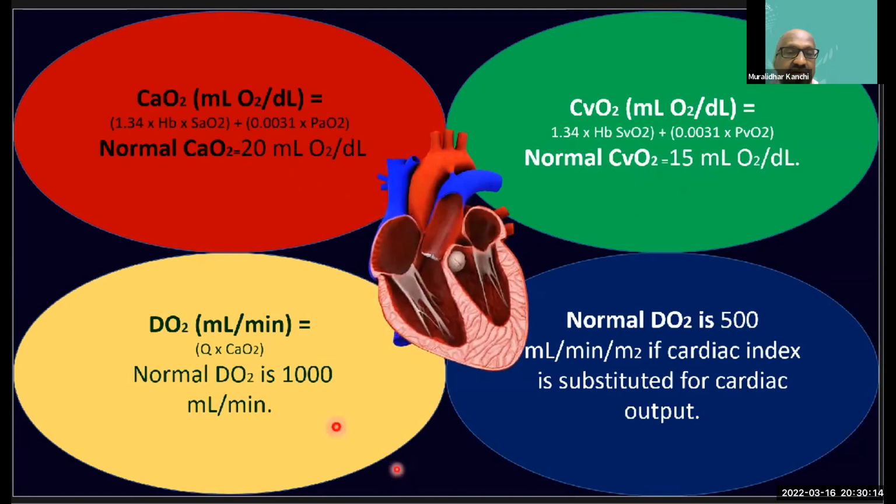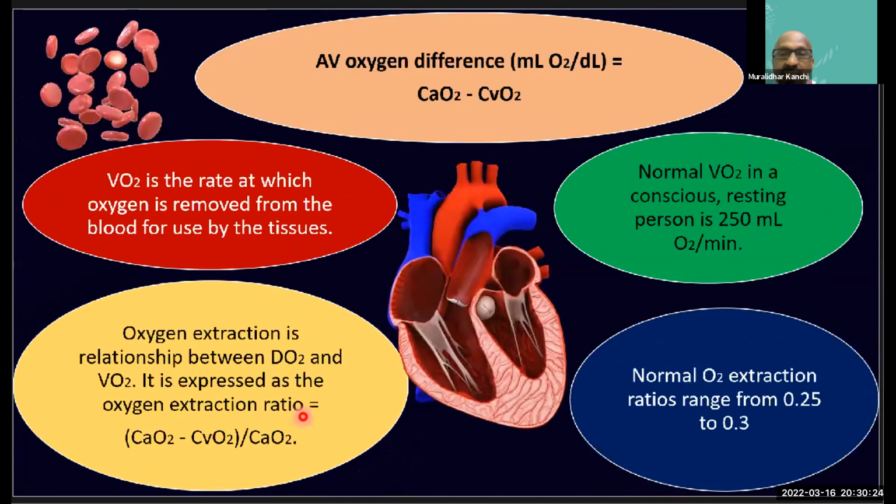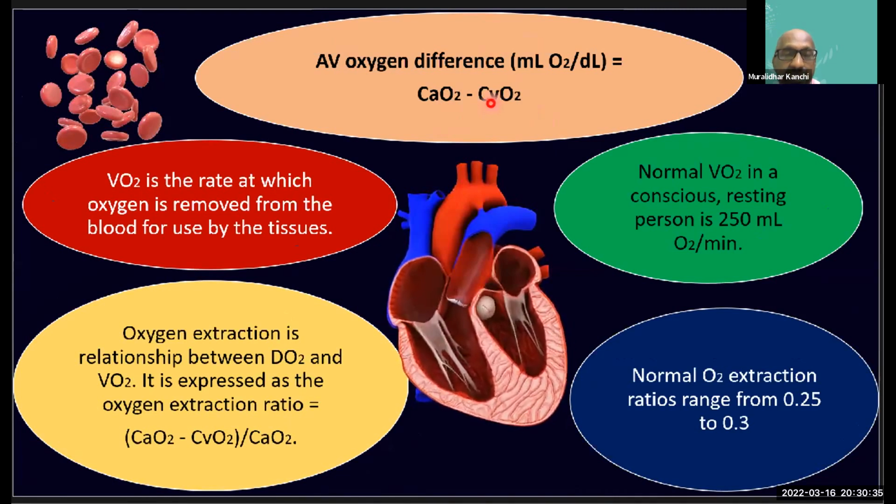Oxygen delivery is about 1000 ml per minute, and it can be expressed as ml per minute per meter square, which is about 500 to 600 ml. This I already mentioned, the oxygen content difference of the arterial blood vis-a-vis mixed venous blood is about 5 ml for every 100 cc of blood. And oxygen consumption is the rate at which oxygen is removed from the blood by the tissues.